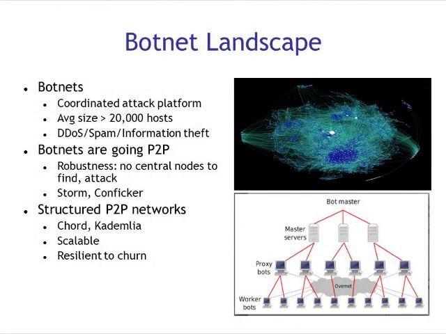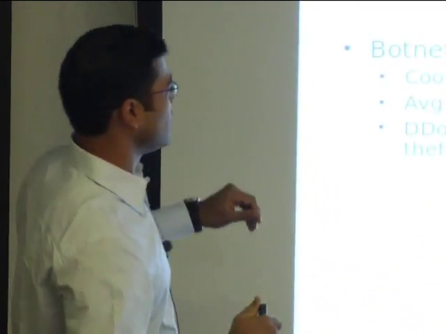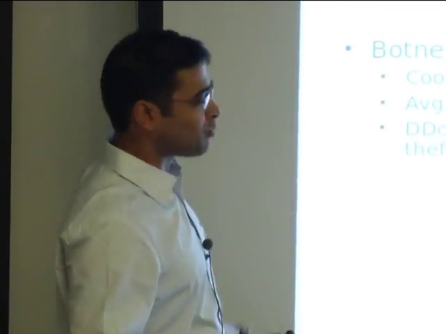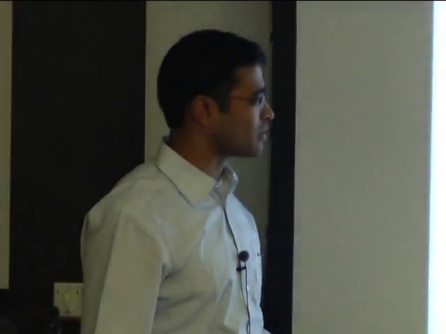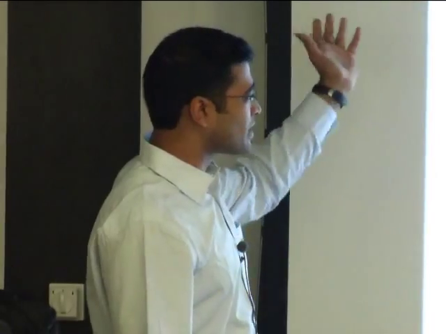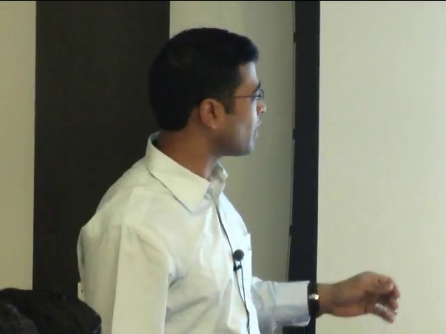Okay, so a quick introduction about botnets. You should feel free to just wave me off because these are standard slides at the beginning and you know what botnets are. I'll just skip the slide. So everybody knows what botnets are. Go through it very quickly. Essentially a coordinated attack platform. That picture there is just to show the complexity and the scale of operations involved. Average size can be anywhere from 500 hosts right up to a few million, but often it's above 20,000.